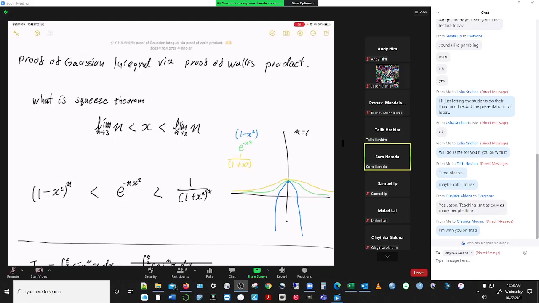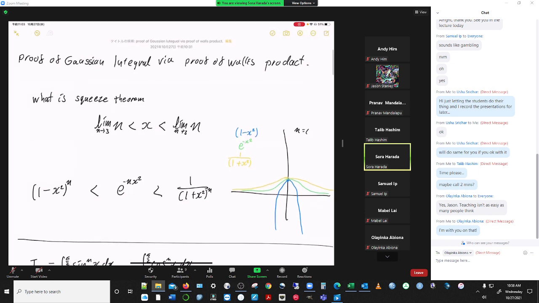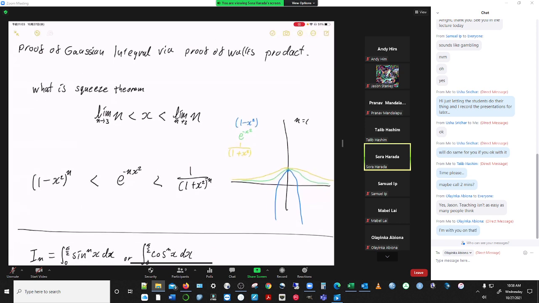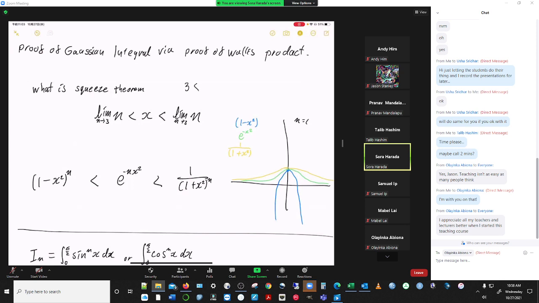Yes. So basically what I've got here is the proof of the Gaussian integral by the Wallis product, or maybe just by using the squeeze theorem, which would actually be easier. What I'm trying to do here is use the squeeze theorem, which is basically making two bounds equal so that the middle one is pinned to the same value.